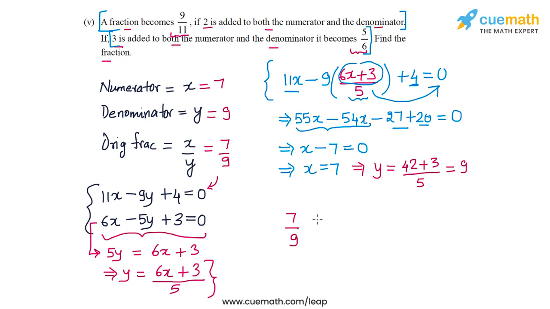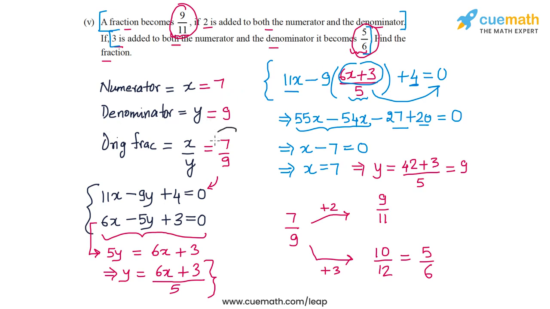If I add 2 to both the numerator and the denominator, I get 9 by 11, which aligns with the first piece of information given to us. And if I add 3 to both the numerator and the denominator, I get 10 by 12, and 10 by 12 in lowest form is 5 by 6. And this aligns with the second piece of information given to us. So our answer is correct. The original fraction is 7 by 9.